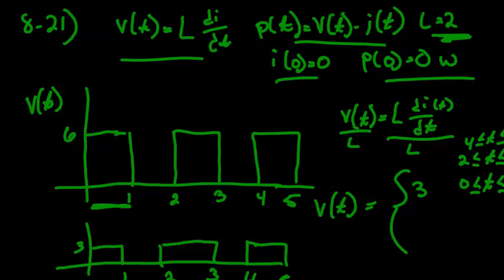What's V of t equal to the rest of the time? 0. So it's equal to 0 otherwise. So now, what is this saying? We have this value over this time interval, and this is equal to the derivative of I with respect to t. Well, if we take the derivative of I at that time interval, we're finding the slope at that time interval, right?